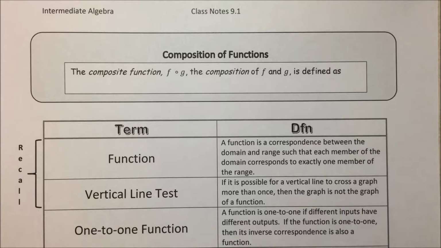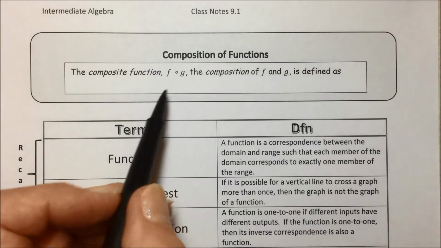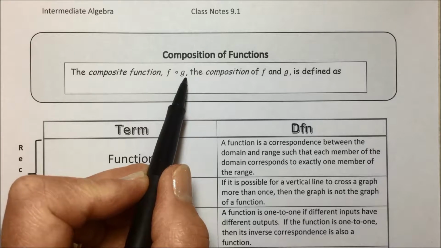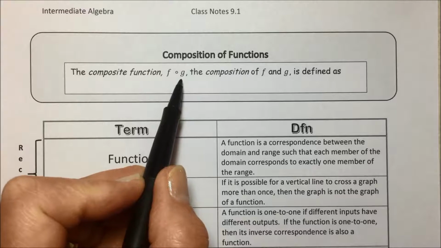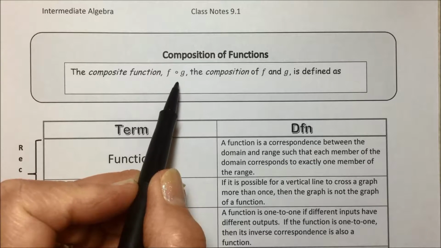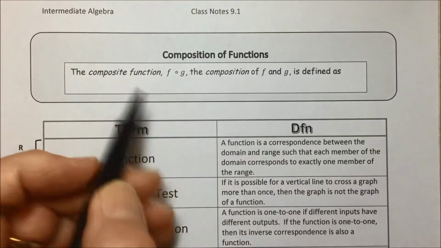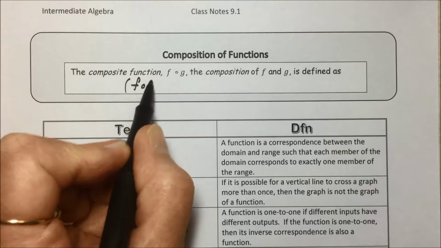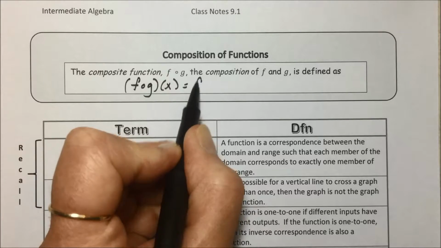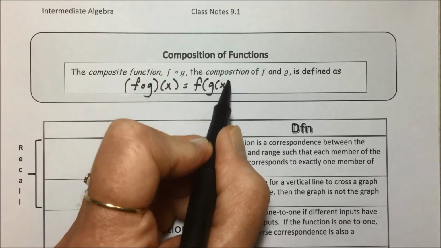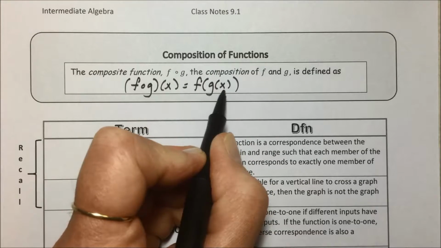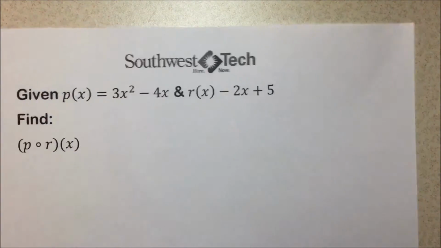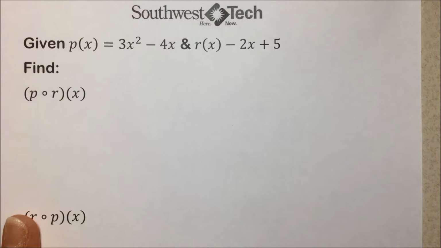In general, the composition of f and g is written f circle g, or the composition of f of g, or f composed with g, and is defined as the following: f of g of x, where we'll use our order of operations working from the inside out to simplify this. Let's take a look at an example.